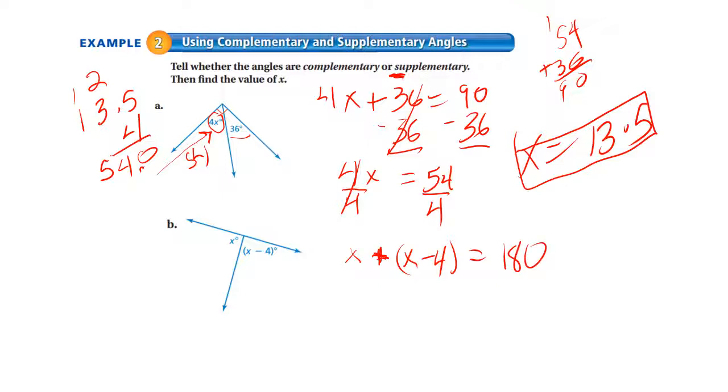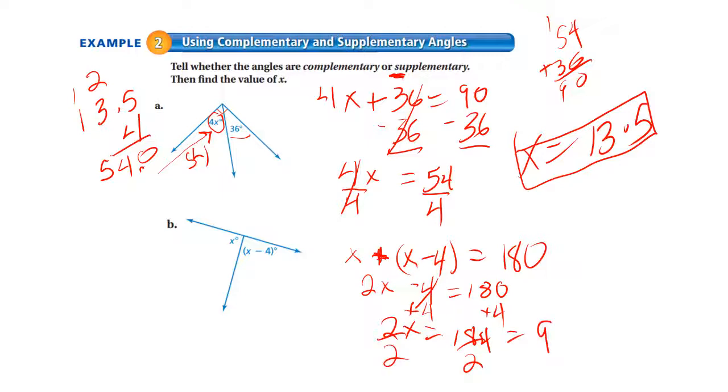So we don't have anything to distribute in front of the parenthesis. All we can do is just get rid of the parentheses. So this is 2x minus 4 equals 180. I'm going to add 4 to both sides. Okay, that goes away. We have 2x equals 184. Divide by 2, and I get 92. So x equals 92.